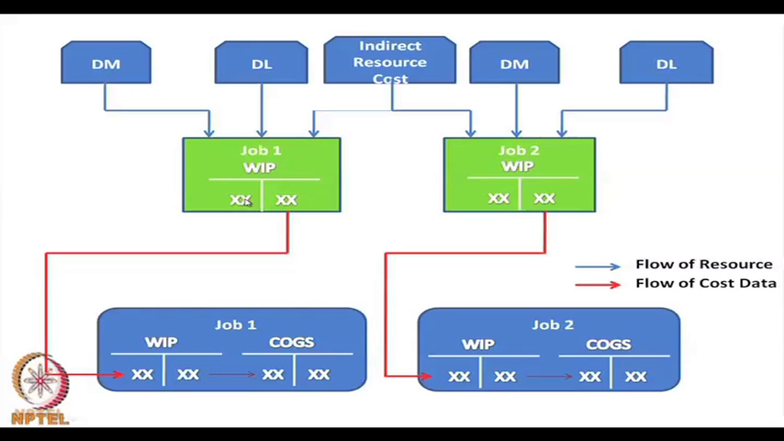Later, when the job is complete, it is passed on to finished goods for job 1 and job 2, and when it is sold, then it is cost of goods sold. This is transferred here, this is transferred here. So, this is the graphical representation of how resources flow or how the cost data flow.